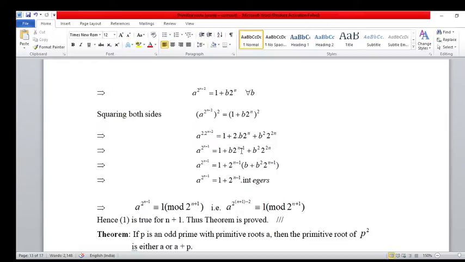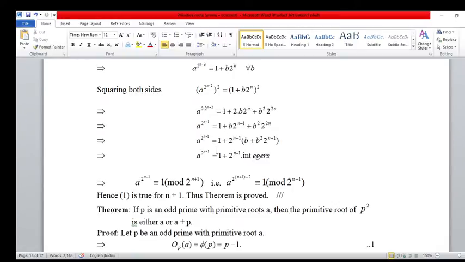Now, from the next step, a raised to the power 2 raised to the power n minus 1 is equal to 1, and here 2 raised to the power n minus 1 is common, then in the bracket we obtain b plus b square into 2 raised to the power n plus 1. And in this bracket, b is an integer and b square is an integer, so this bracket is equal to an integer, meaning a raised to the power 2 raised to the power n minus 1 is equal to 1 plus 2 raised to the power n minus 1 into an integer. This equation converted into congruent form: a raised to the power 2 raised to the power n minus 1 congruent 1 mod 2 raised to the power n.